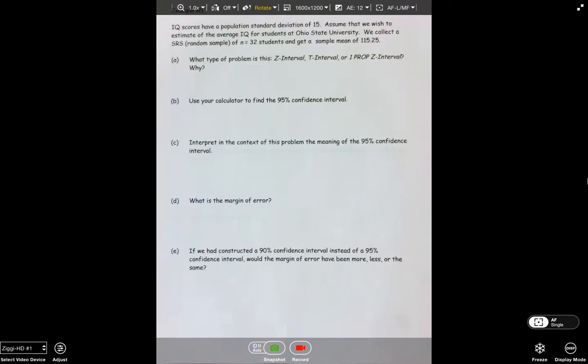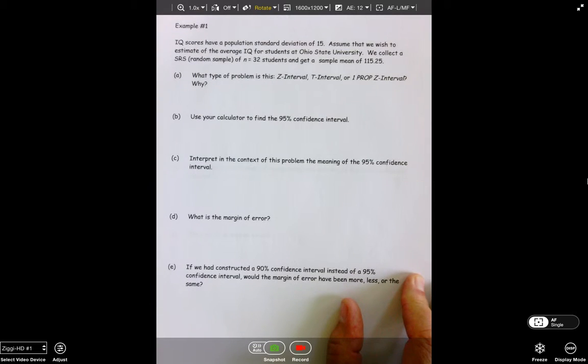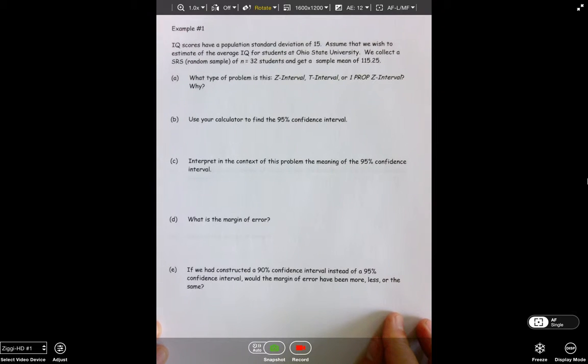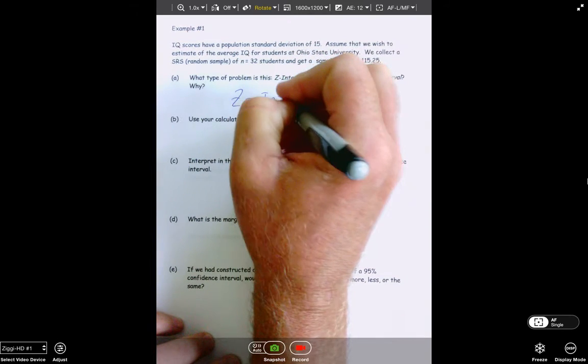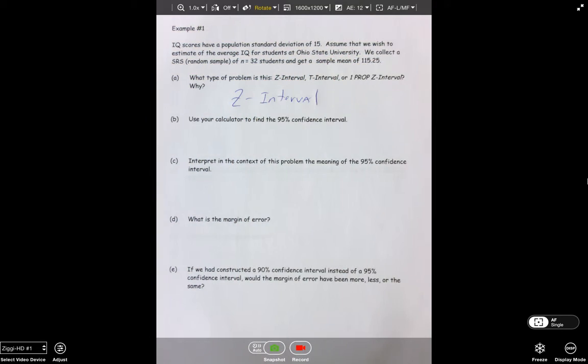So guys, going to work through each one of these. All right, so let's do it. IQ scores have a population standard deviation of 15. Assume we wish to estimate the average IQ for students at Ohio State University. So obviously a large university, so it would be impossible to go out and test all of the students. So we collected a random sample of 32 students, and get a sample mean of 115.25. What type? Guys, it's a z-interval because we're estimating a mean and the population standard deviation is known.